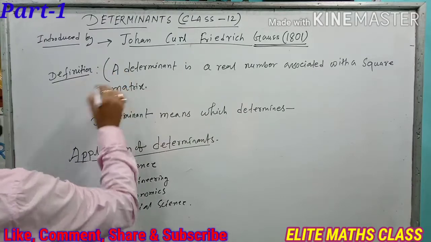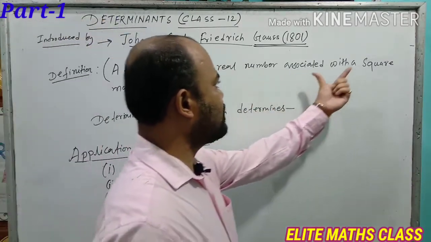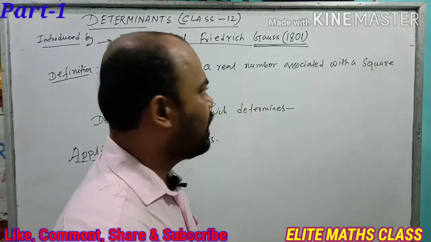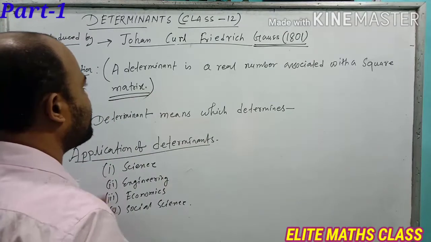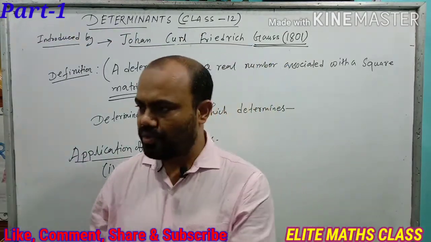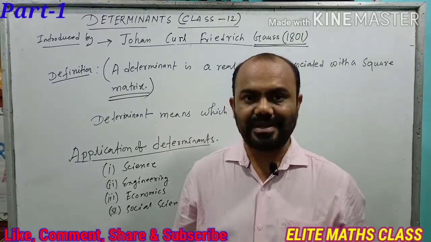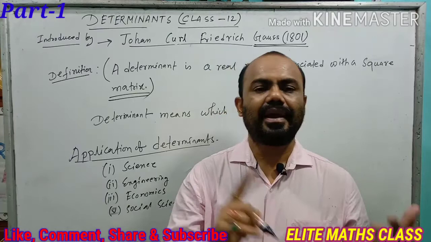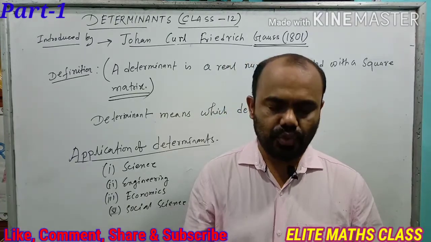Now what is the definition of a determinant? A determinant is a real number associated with a square matrix. So this definition is related to matrix. I am not explaining determinant by relating it to matrix. While I will be doing matrix, then I will explain how they are related and what are the differences between these two.